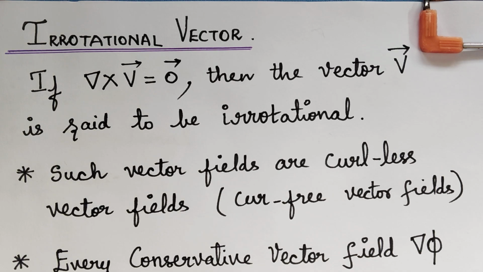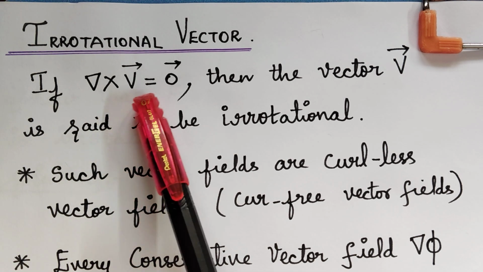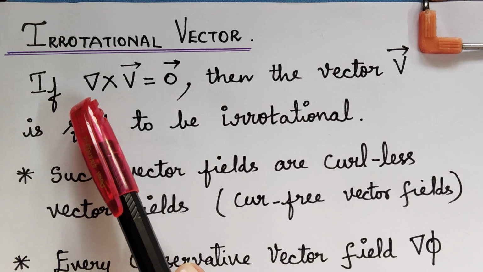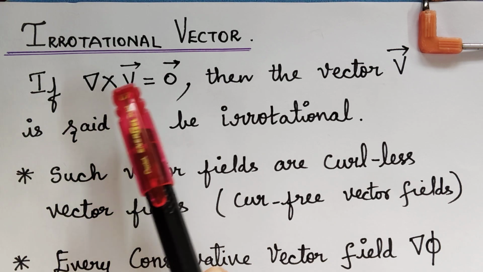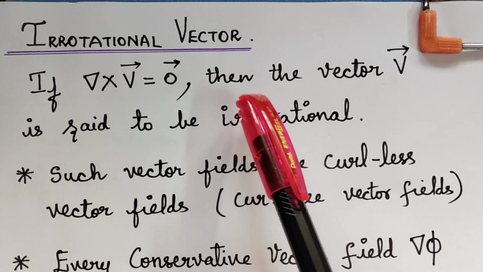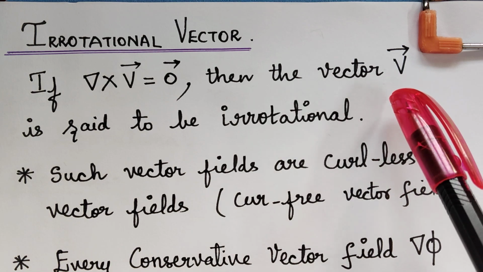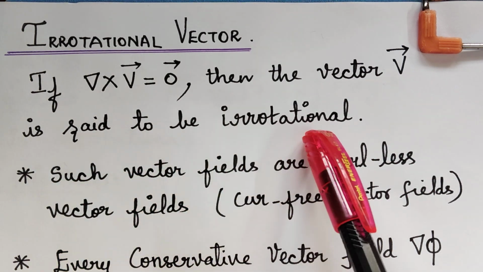Dear students, in our previous video lecture, we learnt about curl of a vector point function. As a continuation of that video, here we are going to learn what is an irrotational vector. If the curl of the vector v, which is given by nabla cross v vector, is equal to 0 vector, then the vector v is said to be irrotational.